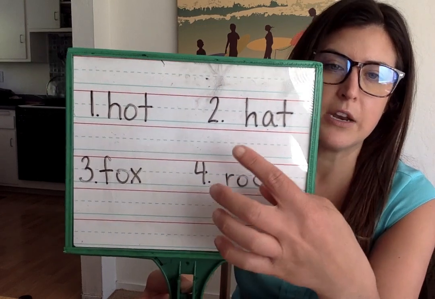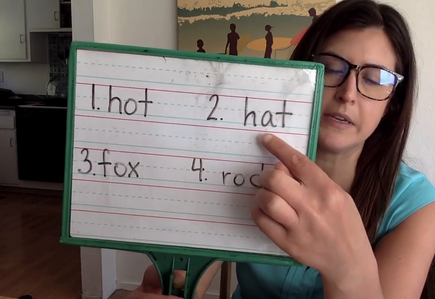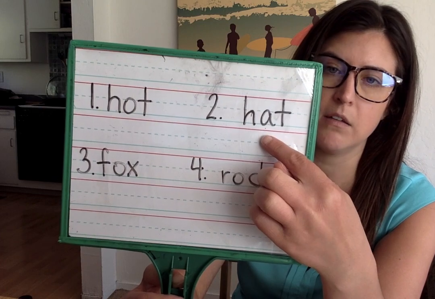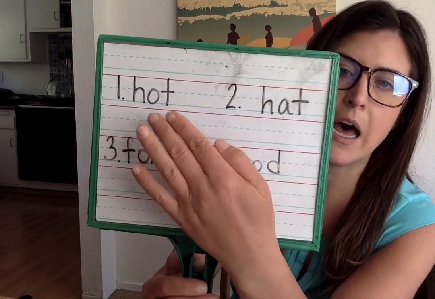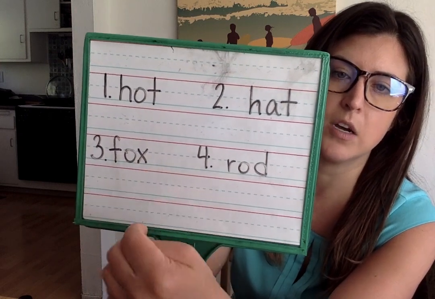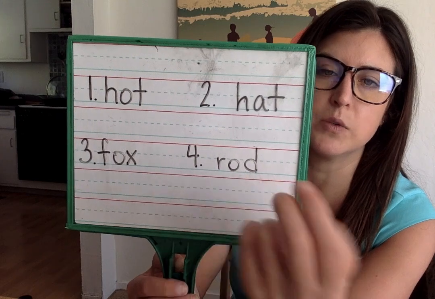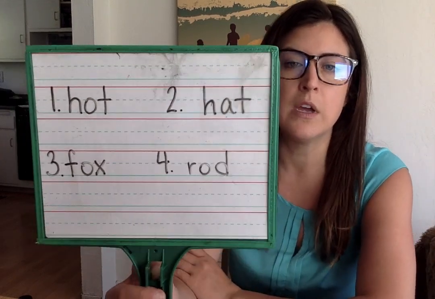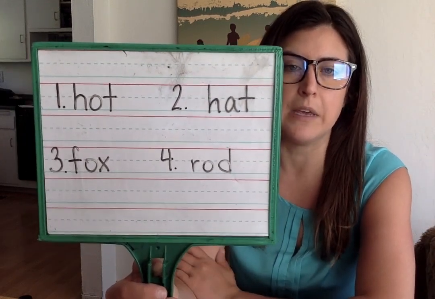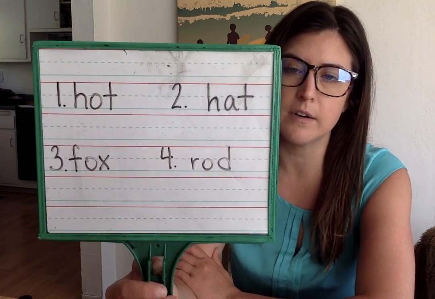So my idea was that number 2, hat, does not belong because its vowel is A. Number 1, hot, has O. 3, fox, has O. 4, rod, has O. So my idea was that number 2, hat, does not belong because it has an A for its vowel in the middle of the word.